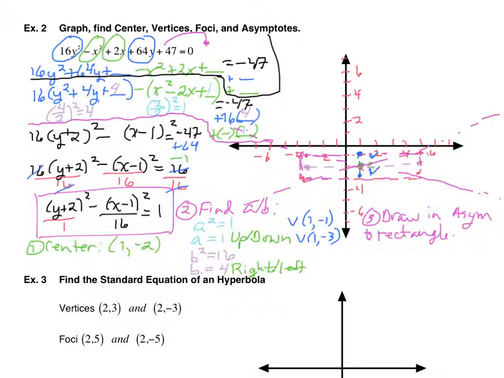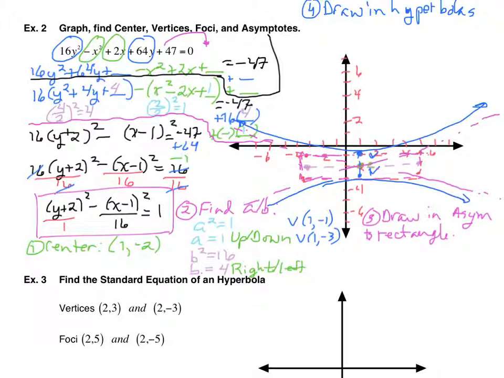So step 4, draw in hyperbolas. So follow that asymptote, hit the vertex, and follow the other asymptote. Same thing over here. So our hyperbolas are very wide and flat, and they open up or down.